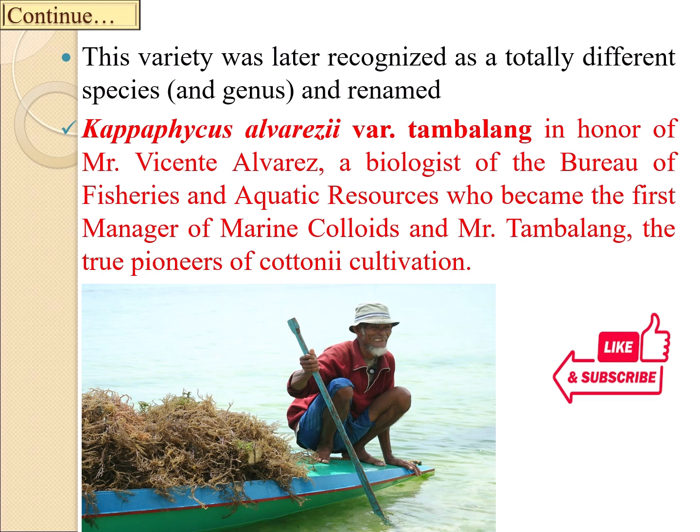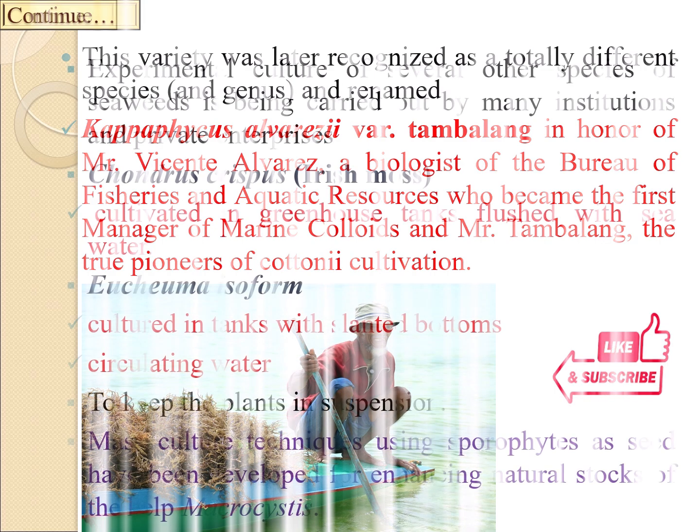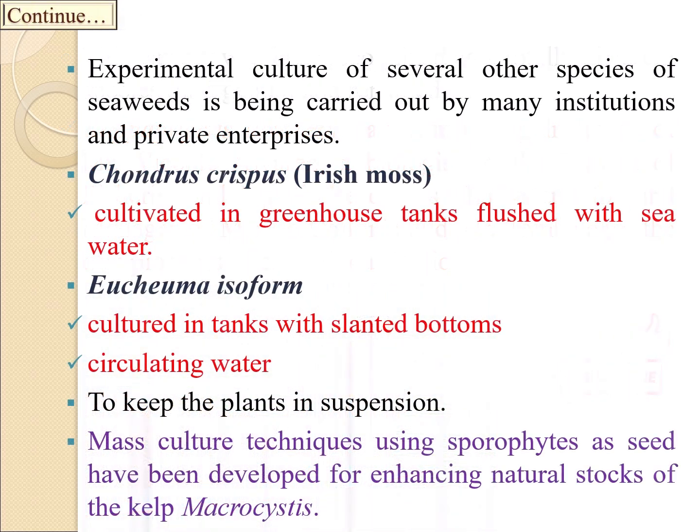Experimental culture of several other species of seaweeds is being carried out by many institutions and private enterprises. Chondrus crispus, Irish moss, is cultivated in greenhouse tanks flushed with seawater. Eucheuma isiforme is cultured in tanks with slanted bottoms in circulating water to keep the plants in suspension. Mass culture techniques using sporophytes as seed have been developed for enhancing natural stocks of the kelp Macrocystis.